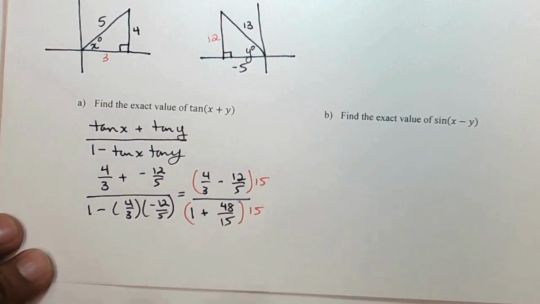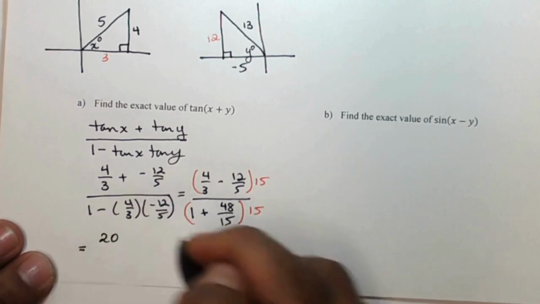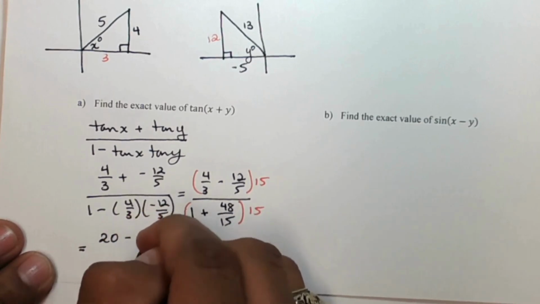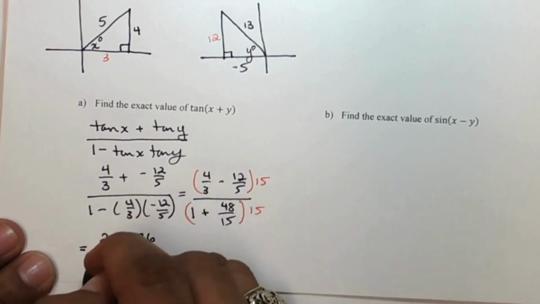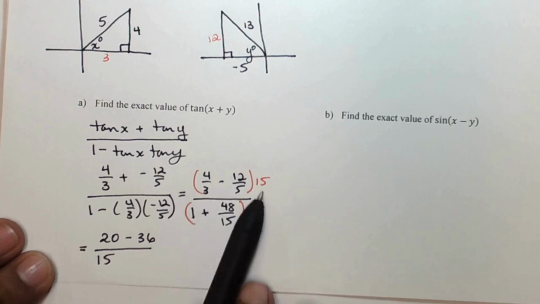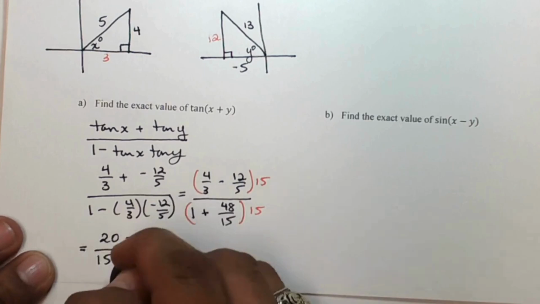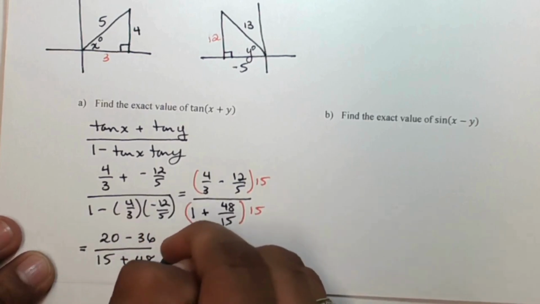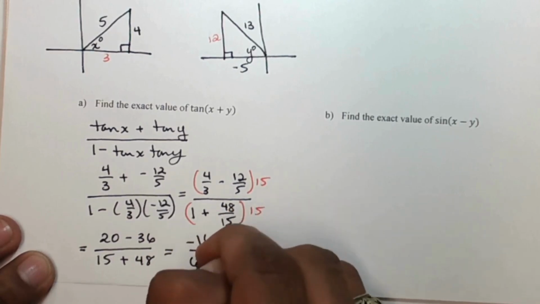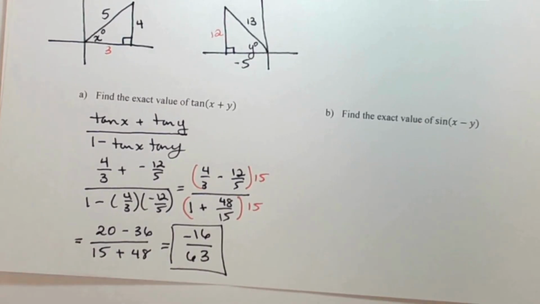So what happens if you multiply 4/3 by 15? You end up getting 20. 12/5 times 15, you end up getting 36. And 1 times 15, which is something a lot of people forget to do, because you're multiplying everything by 15. 1 times 15 is 15, and then you get 48, which ends up simplifying to negative 16 over 63, which is fully simplified. This always happens.